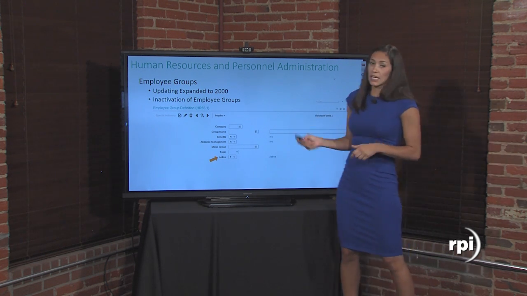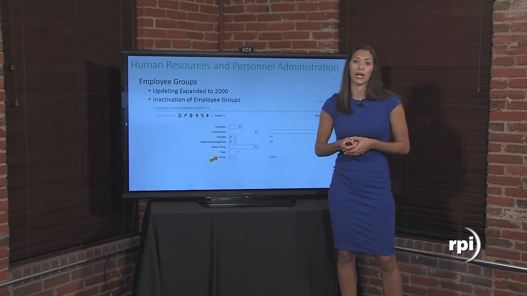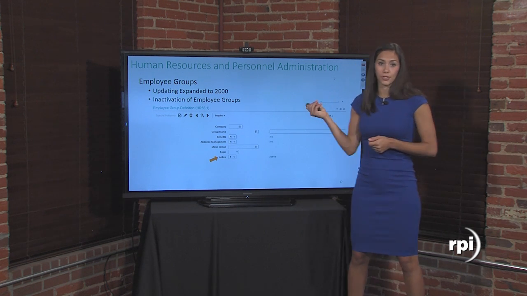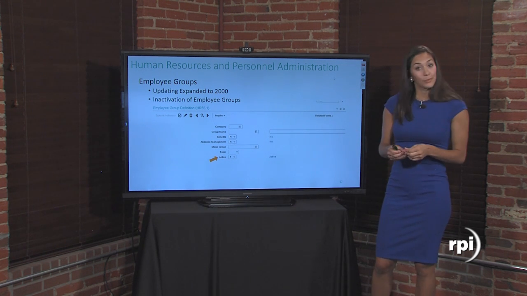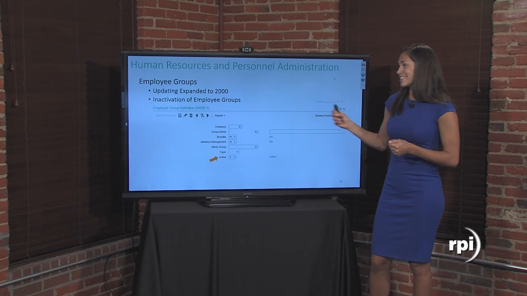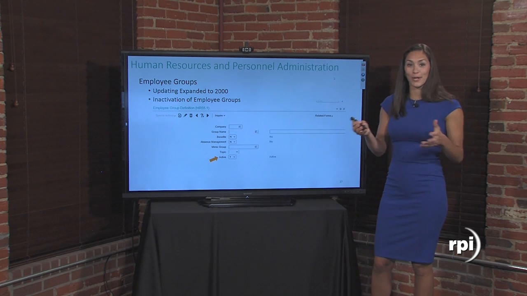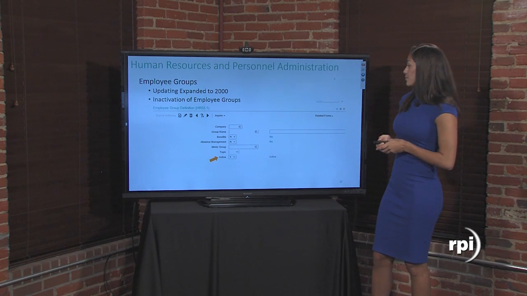In addition, updating has been expanded for employee groups to allow you to update up to 2,000 groups at a time. Previously it was 800. Some people say, who has 2,000 employee groups? But some people do have 2,000 employee groups. So this is a great update for some of the bigger organizations that have a lot of employee groups.